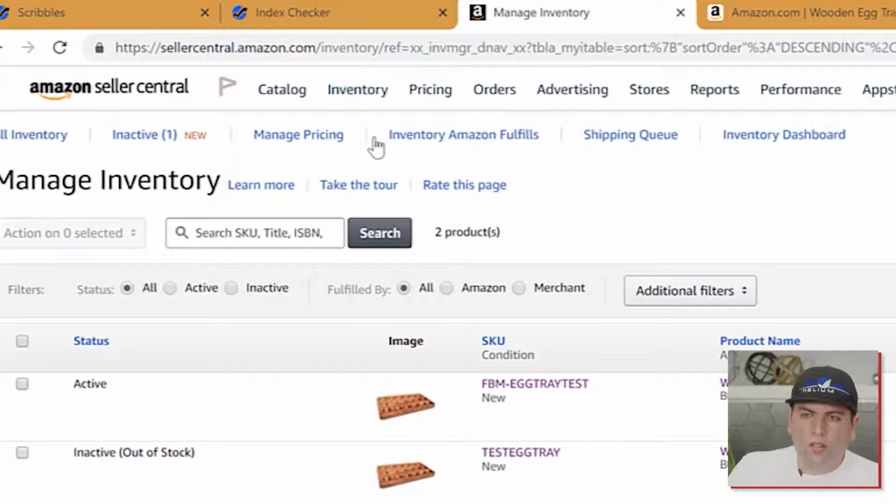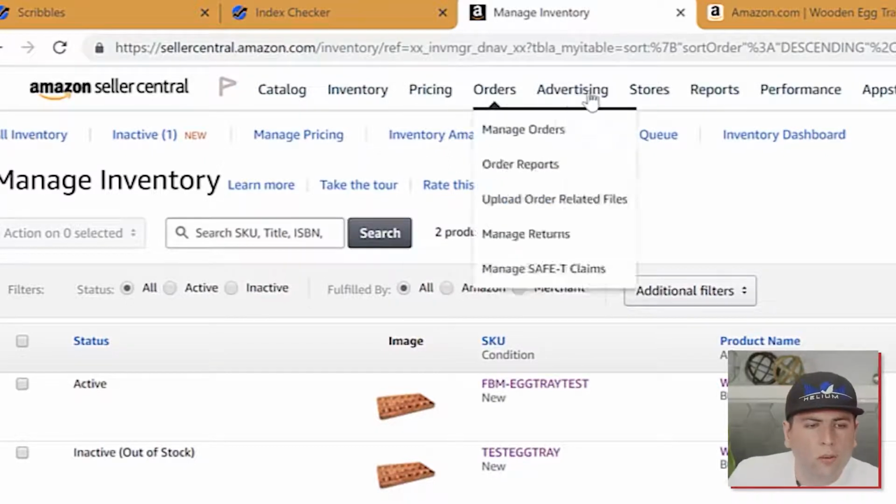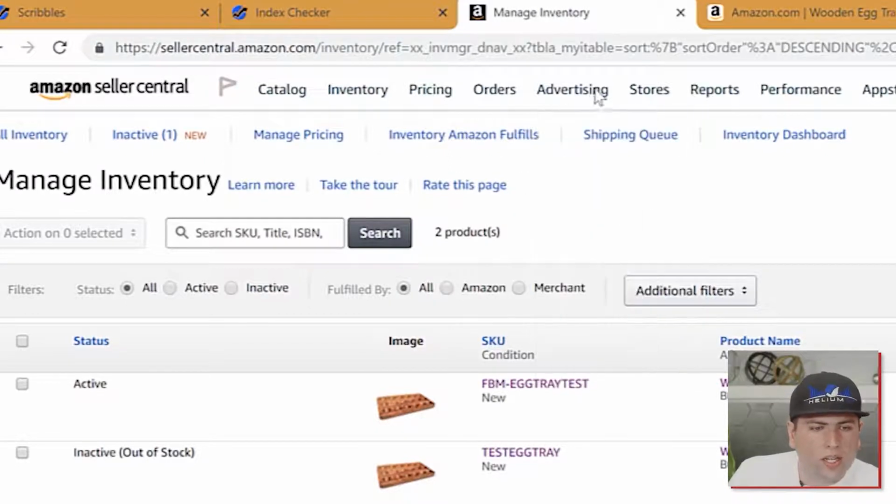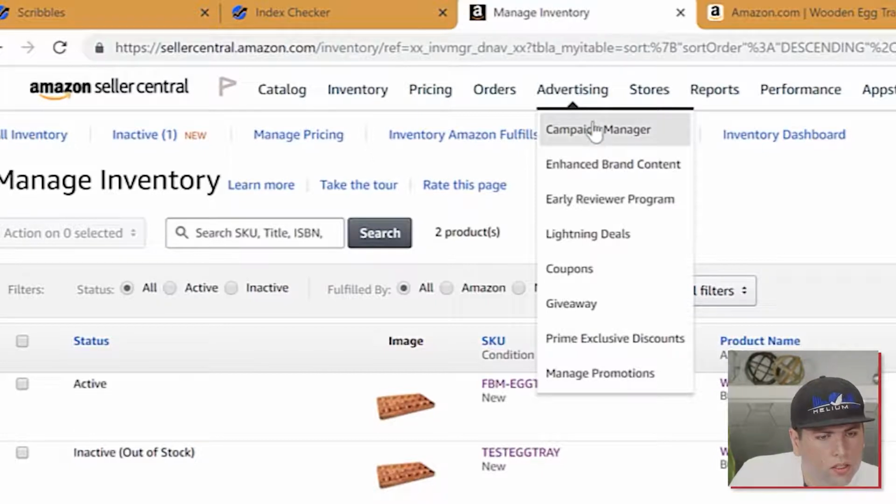Absolutely. So now for our next step, what we want to do is go up here to Advertising and Campaign Manager, right? Correct.